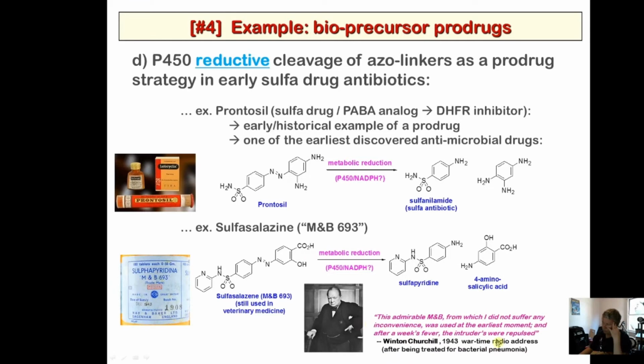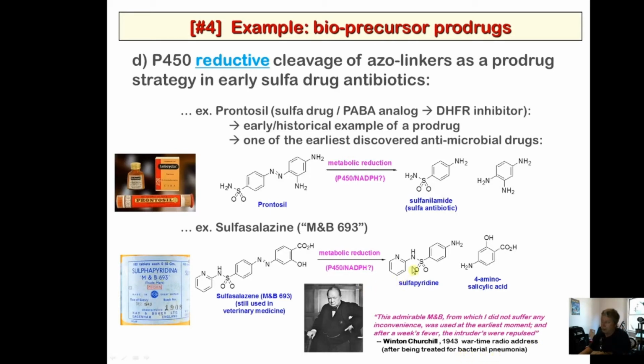And there's a famous quote: "This admirable M&B," referring to M&B 693, "from which I did not suffer any inconvenience," I guess maybe he meant side reactions, "was used at the earliest moment, and after a week's fever the intruders were repulsed." I guess by intruders, maybe he meant the bacteria, the infection. So this is Winston Churchill, 1943, in a wartime radio address after being treated for bacterial pneumonia.